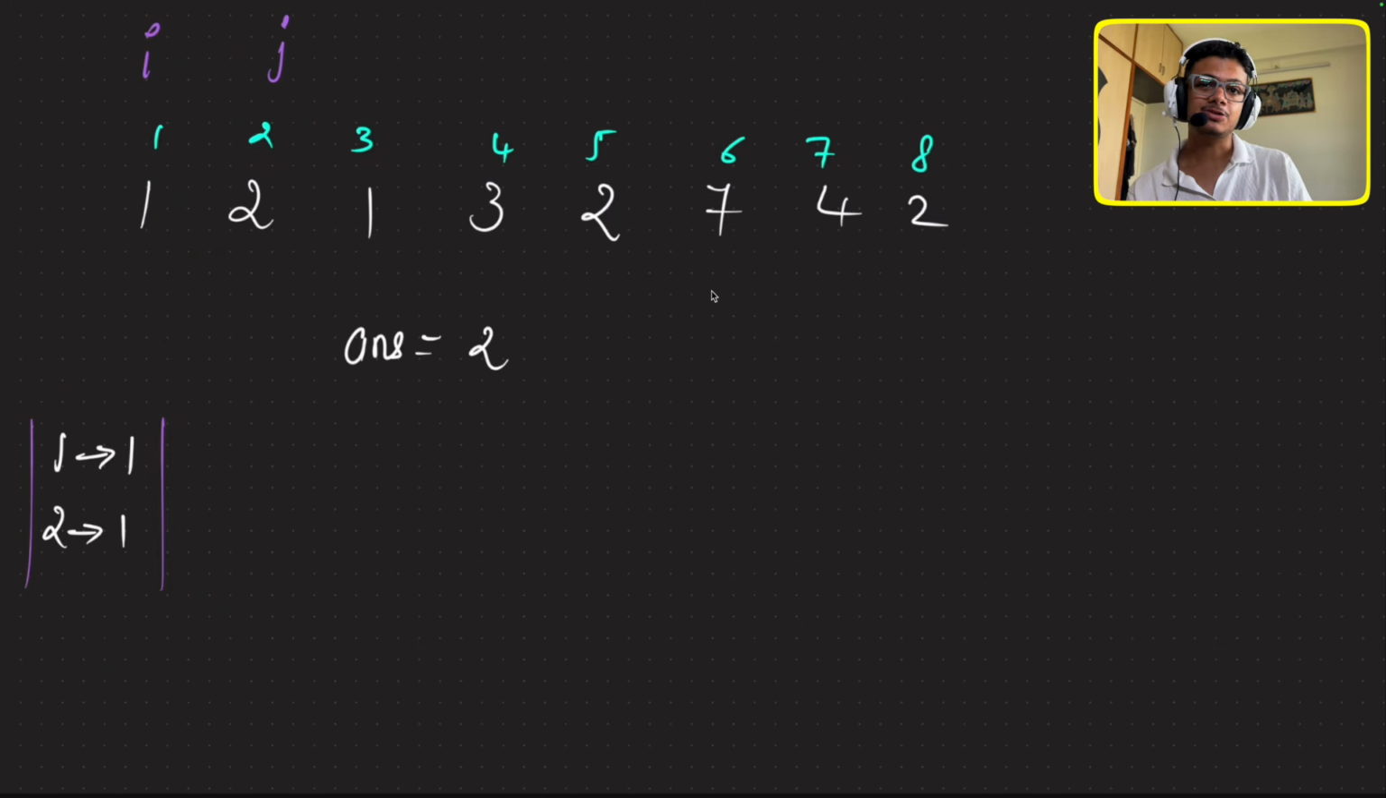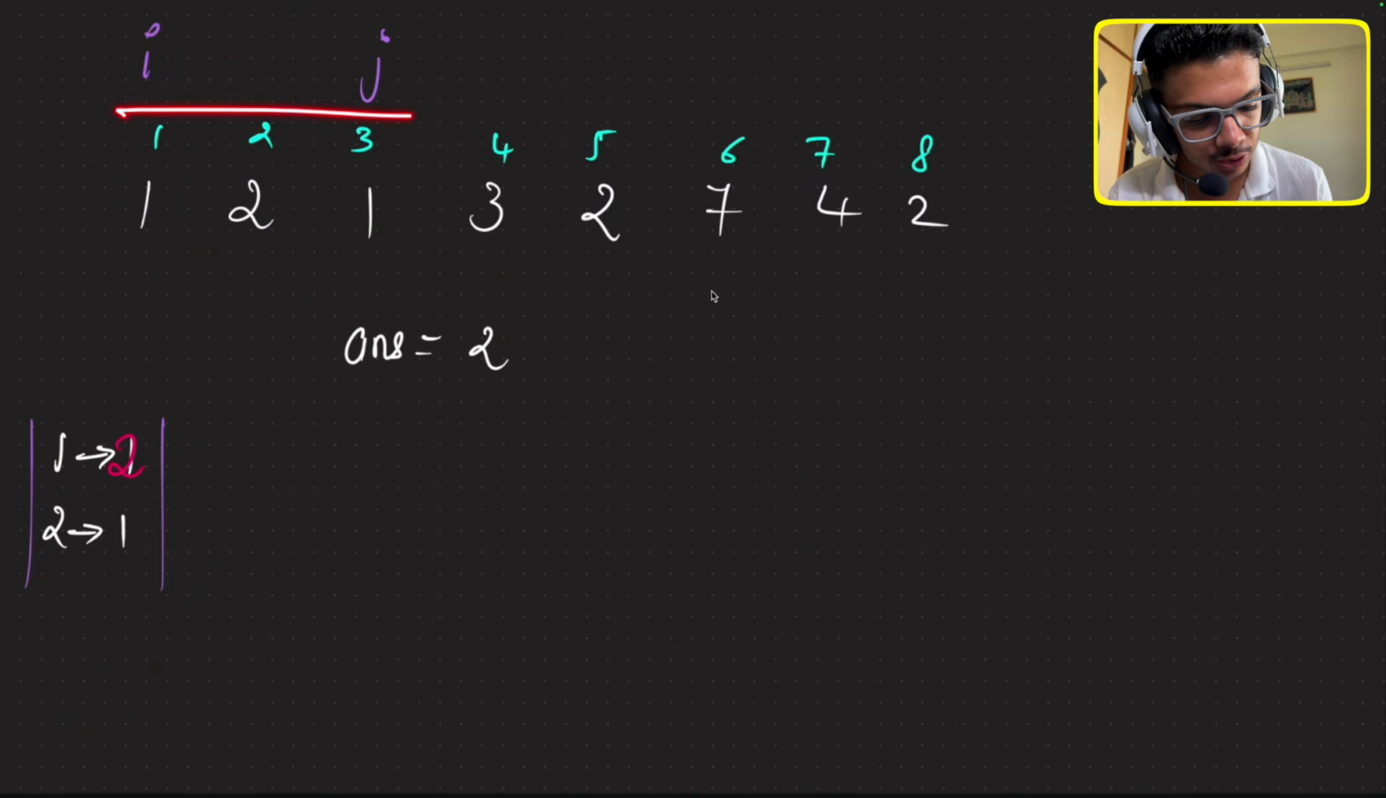Okay, so now we have calculated the answer for index 1 and index 2. Now we move ahead to index 3. We want to find the longest subarray ending at index 3 with unique elements. First, process this element. Once you process it, 1's frequency will become 2. Now in your window you have a duplicate element.